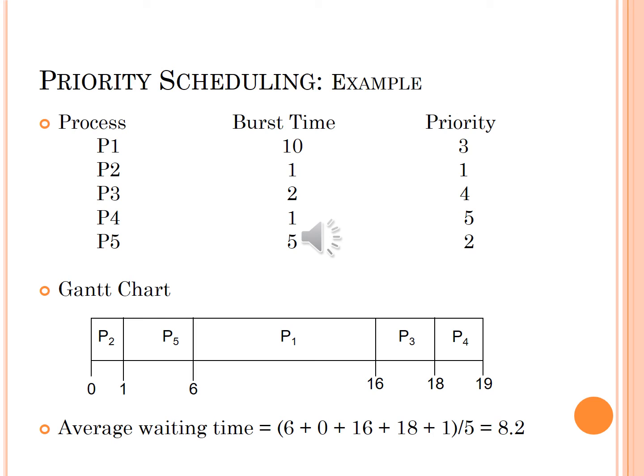It is going to be 19. To calculate the average waiting time, we just sum all these waiting times and divide by the number of processes, which is 5, and it is going to be 8.2. So that's how we calculate the priority scheduling algorithm. I hope it's clear for you.